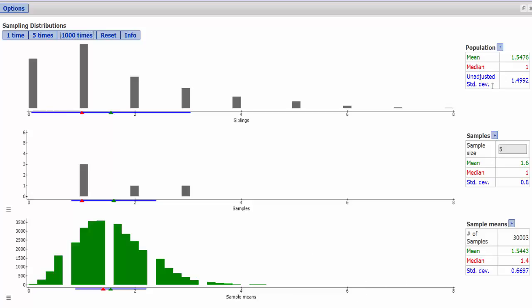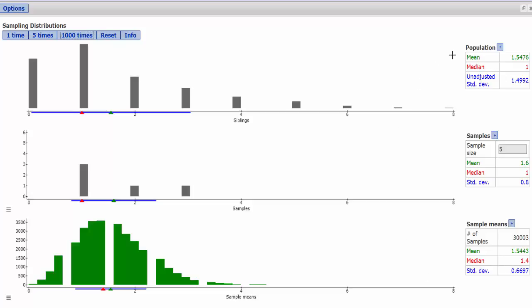And that's reflected in the standard deviation values here. You can see the standard deviation in the population was 1.5. So a typical distance from the mean for the population is 1.5, but a typical distance for the distribution of sample means from the mean of the distribution is 0.67, so much smaller.